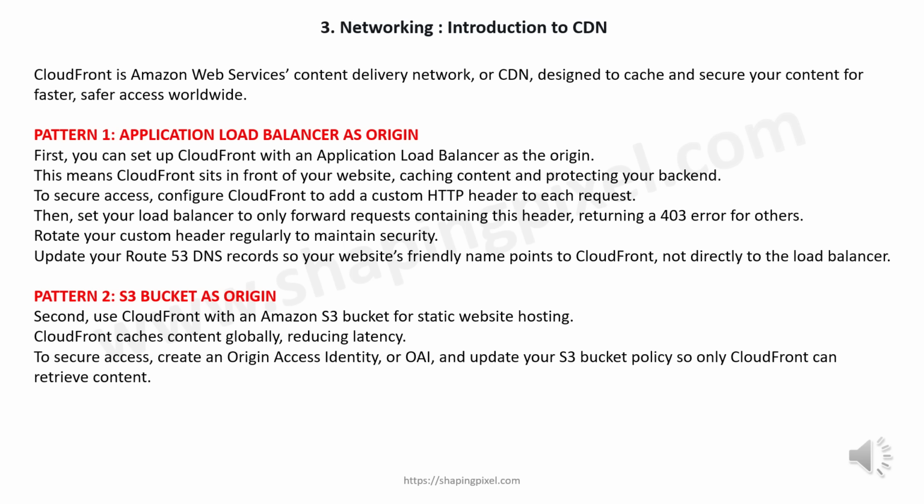First, you can set up CloudFront with an application load balancer as the origin. This means CloudFront sits in front of your website, caching content and protecting your backend. To secure access, configure CloudFront to add a custom HTTP header to each request. Then, set your load balancer to only forward requests containing this header, returning a 403 error for others. Rotate your custom header regularly to maintain security. Update your Route 53 DNS records so your website's friendly name points to CloudFront, not directly to the load balancer.